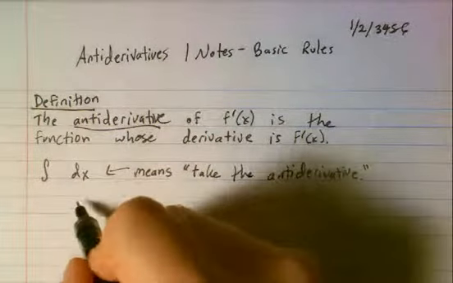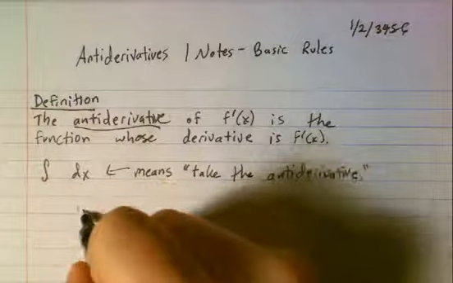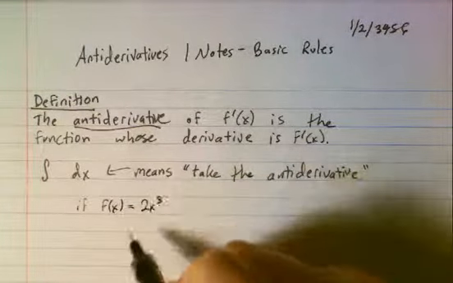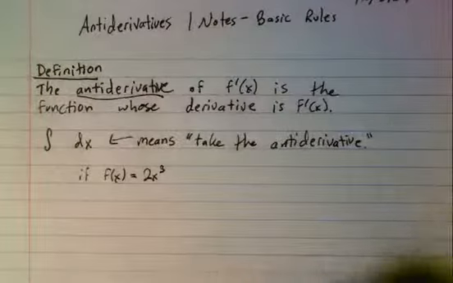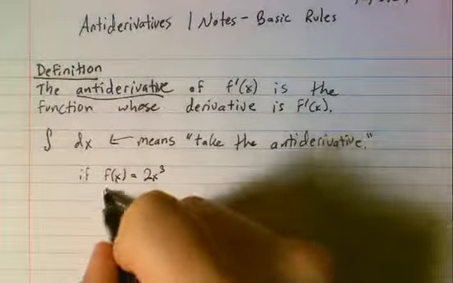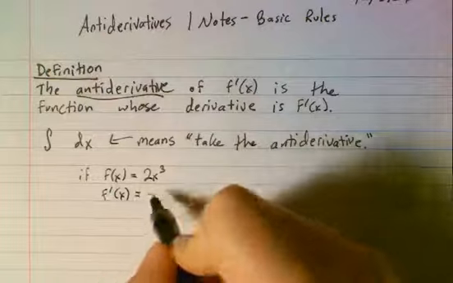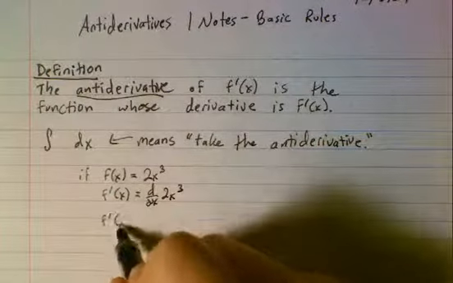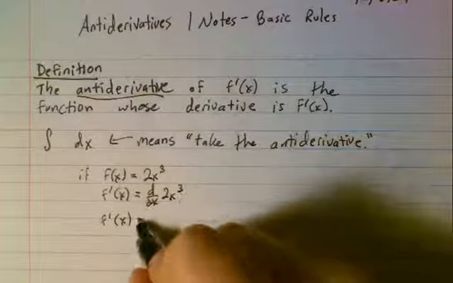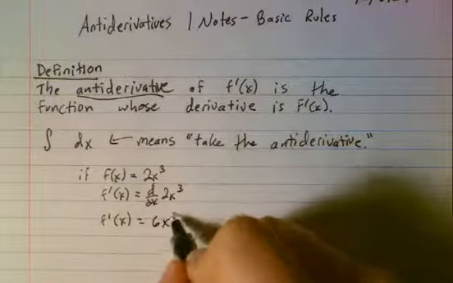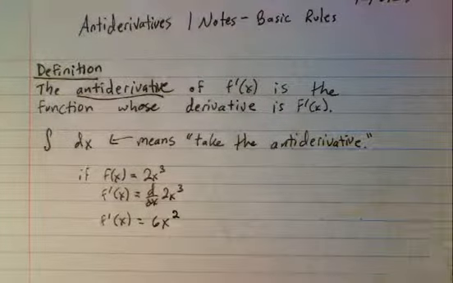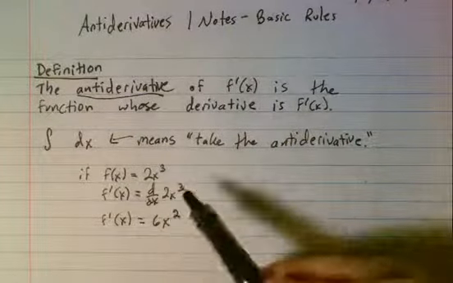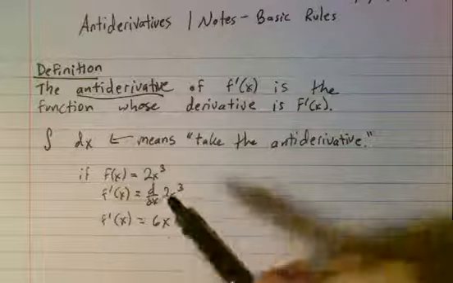Let's say we started off with a function f of x equals 2x cubed. Well, we know from working with derivatives that if we want to find f prime of x, we take the derivative of 2x cubed, and we know from our rules that we bring down the exponent, subtract 1 from the exponent, 6x squared. That's taking the derivative. Taking the antiderivative, we're starting with this and we're just going backwards.